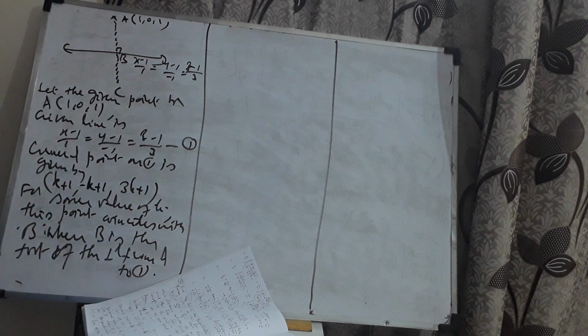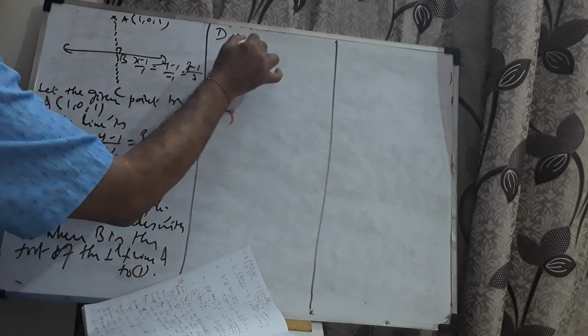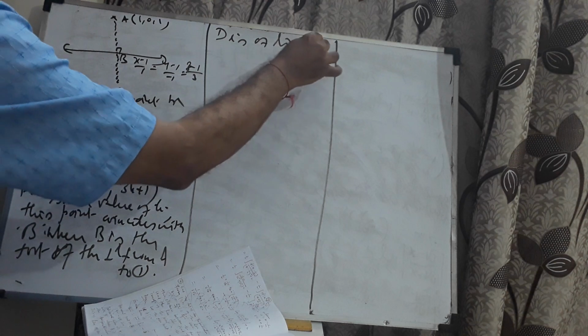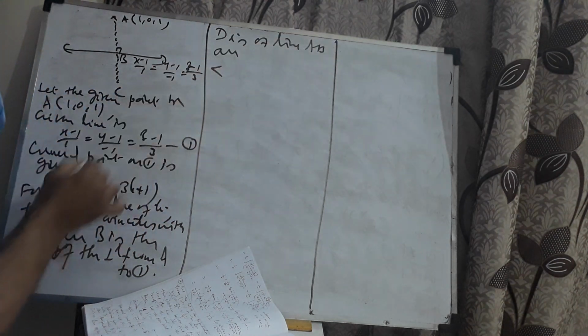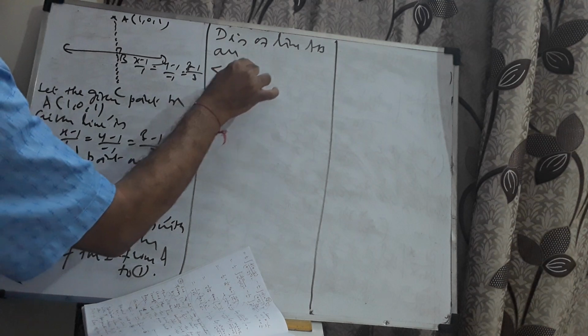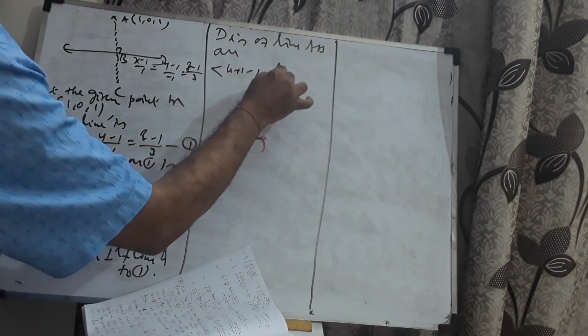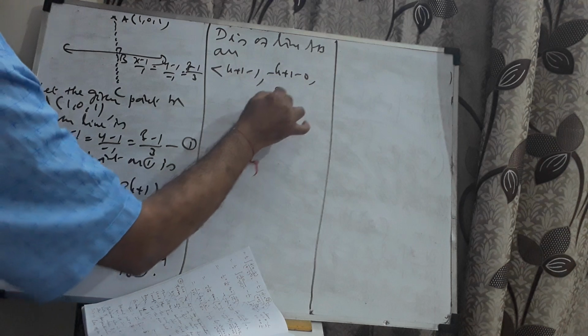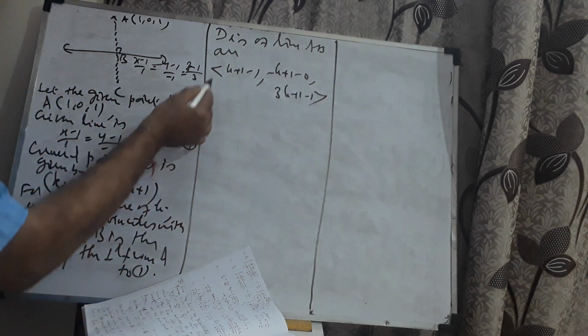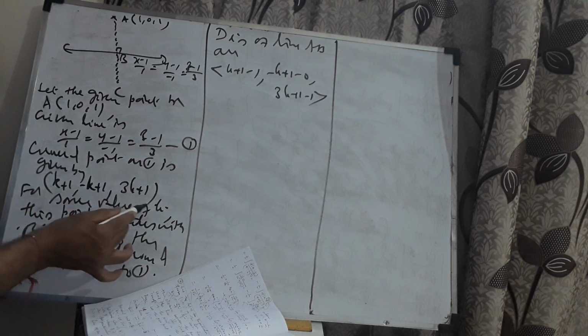Anyway, you know very well, if two points A (x1, y1, z1) and B (x2, y2, z2) are given in 3D space, the DRs of the line passing through A and B will be x2 minus x1, y2 minus y1, z2 minus z1. Therefore, the DRs of line AB, or vector AB, either way you can write, will be here (k plus 1 minus 1), (minus k plus 1 minus 0), then of course (3k plus 1 minus 1). DRs will be written with this kind of bracket. Points will be written with this kind of bracket.